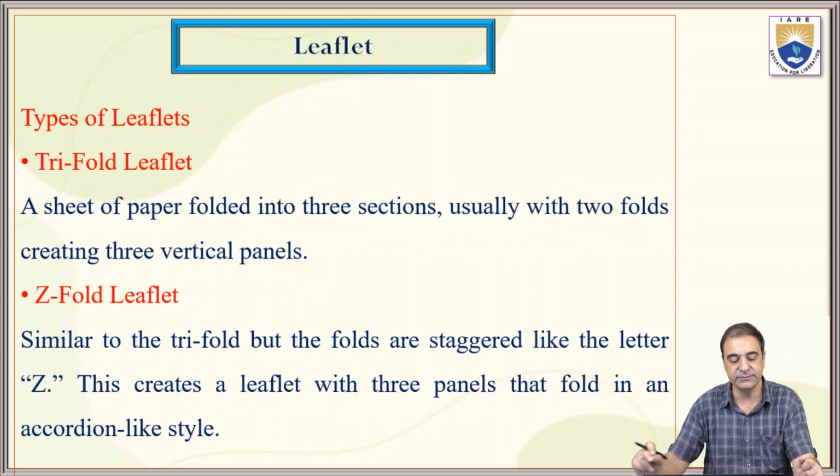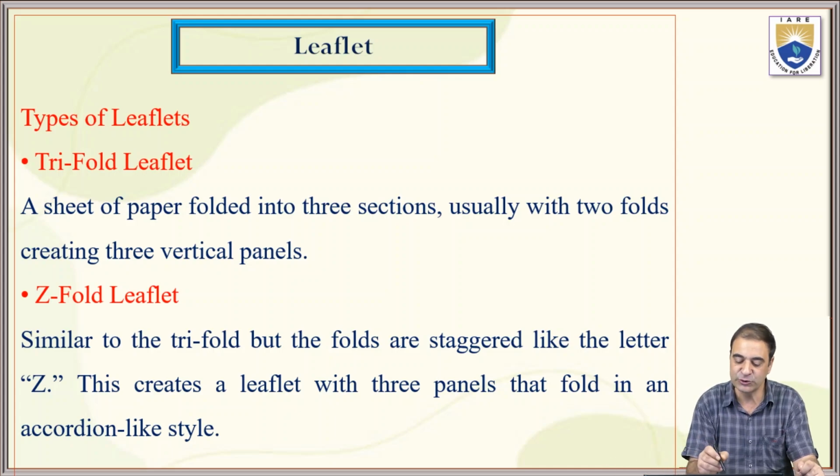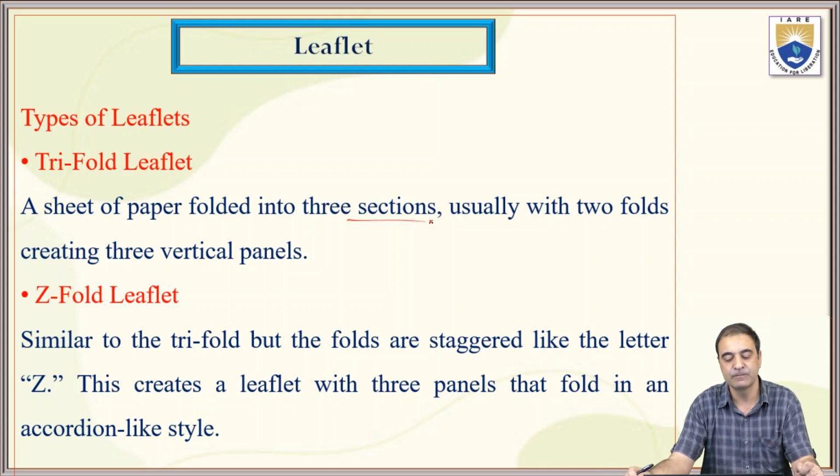And the next one is the trifold leaflet. As the word tri suggests, there must be 3. A sheet of paper folded into 3 sections, usually with 2 folds creating 3 vertical panels. Again, there's a sheet, and that sheet we fold into 3 sections in order to create different vertical panels.